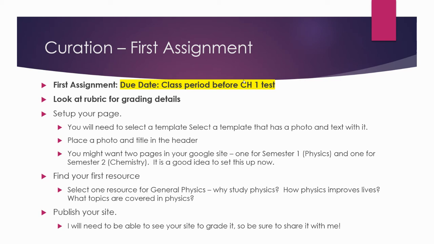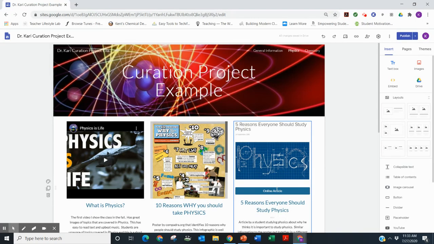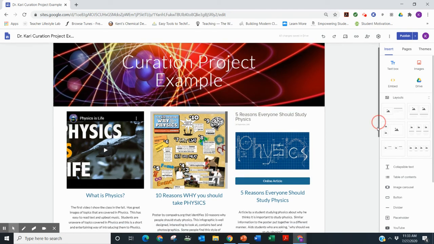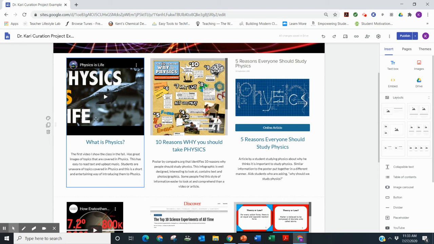So the first things you're going to want to do is select your page and get it all set up. And you're going to set up the design for your template. You're going to want a template that has a photo and text with it. So let me show you mine here. So I have a header with a title and information, and then you see each of my resources here have a picture or something that's clickable, as well as a title and a little short paragraph. My paragraphs do not necessarily follow your rubrics completely, because I don't necessarily have as many sentences here.